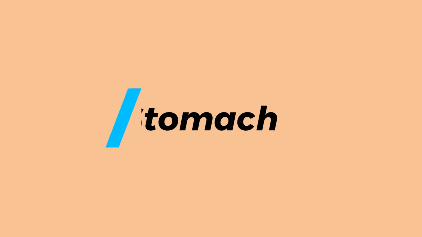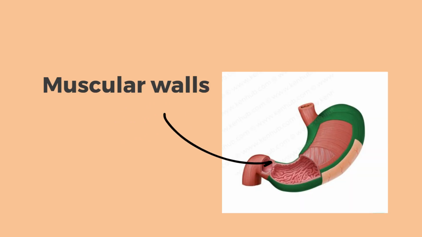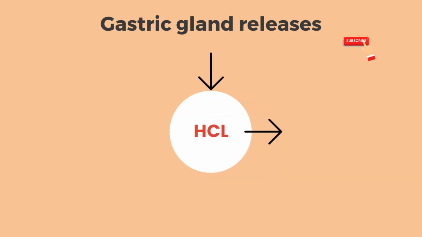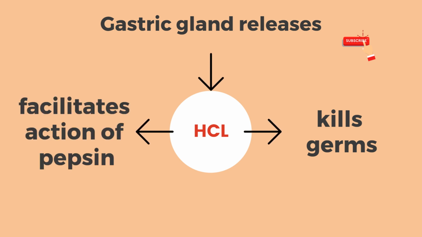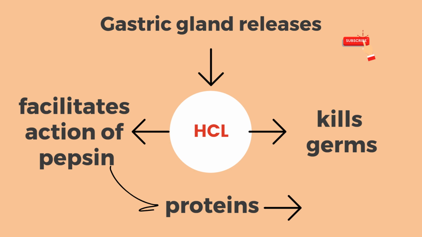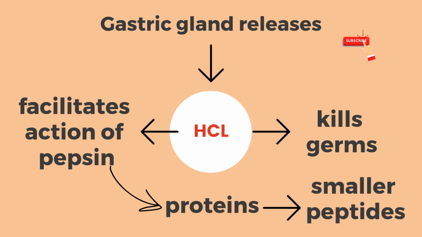From the mouth, the food is taken to the stomach through the food pipe. The muscular walls of the stomach help in mixing the food with digestive juices. The gastric glands in the stomach release 1. Hydrochloric acid. It creates an acidic environment and kills any harmful germs present in the food. The formation of an acidic environment by HCl also facilitates the action of an enzyme, pepsin. Pepsin acts on proteins and breaks them into partially digested smaller peptides.